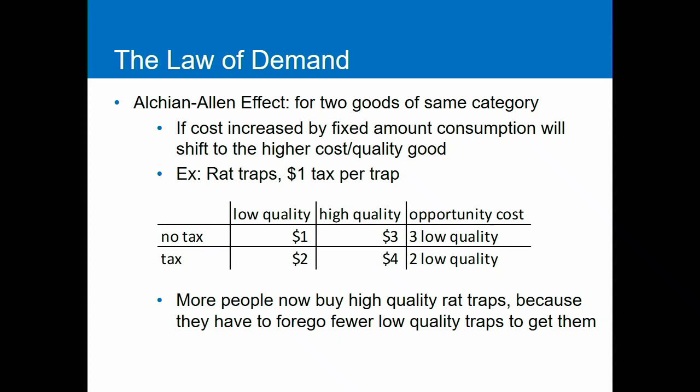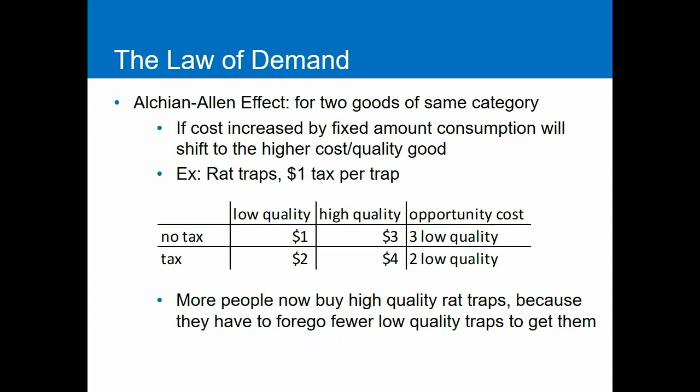So if you increase the cost by a fixed amount, consumption is going to shift to the higher cost and higher quality good, which may seem counterintuitive at first, that people will go for the more expensive good instead of the cheaper good, while they're both made more expensive. But in this case, they're both getting the same lump sum tax. So if we're looking at, say, rat traps, they place a $1 tax on all rat traps, no matter what the quality is or what the price is.